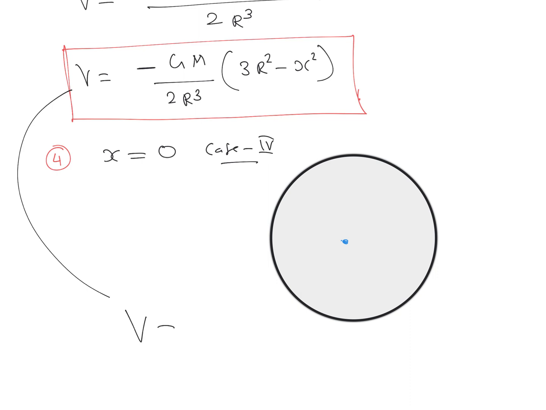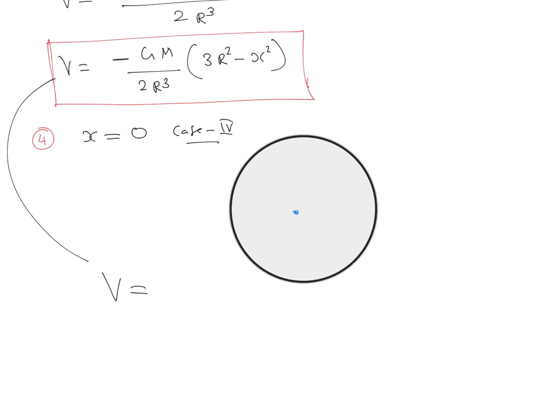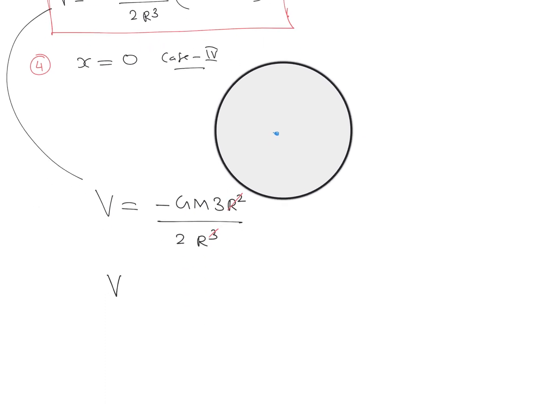This equation is for gravitational potential inside, which was minus GM divided by 2r cube into 3r square minus x square. Over here we can just take x equal to 0. So the equation becomes minus GM into 3r square divided by 2r cube. We can observe that 1 r square over here and 1 r square over here get cancelled. So the final equation becomes minus 3GM divided by 2r as the value of gravitational potential. This is the minimum possible value of gravitational potential, because it is the most negative value. Then the potential will increase.